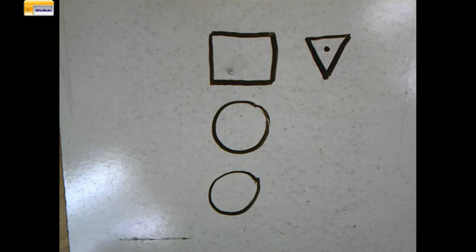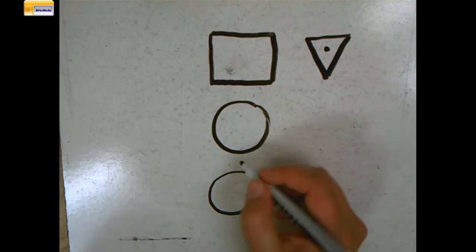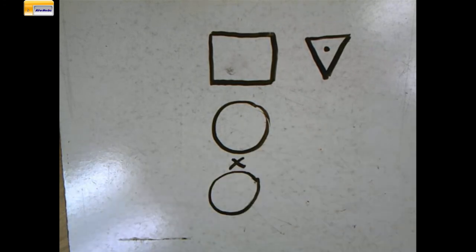Let's see. Can you put an X between the two circles? Can you put an X between the two circles? Between is in the middle of. Very good. Does your picture look like mine?